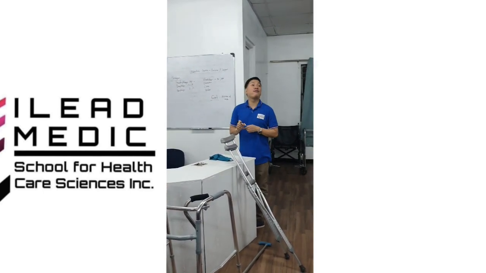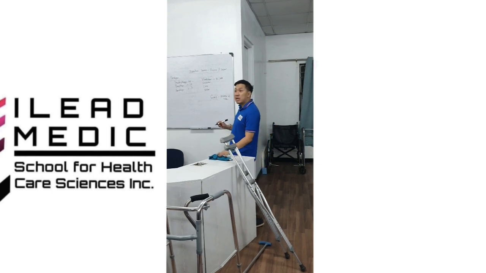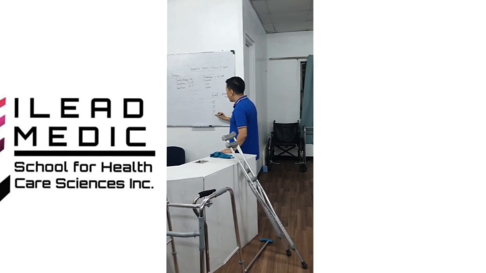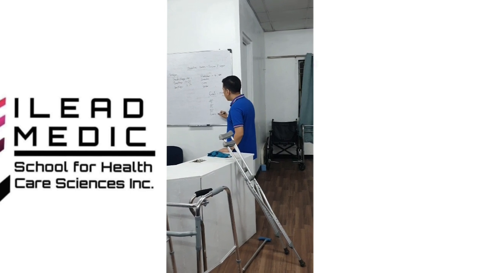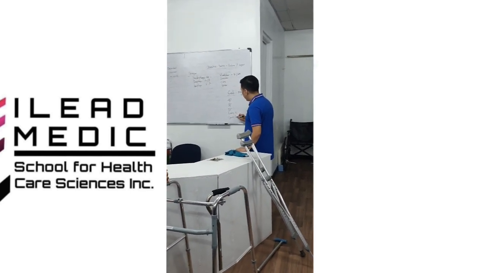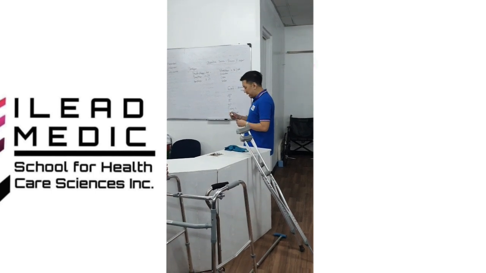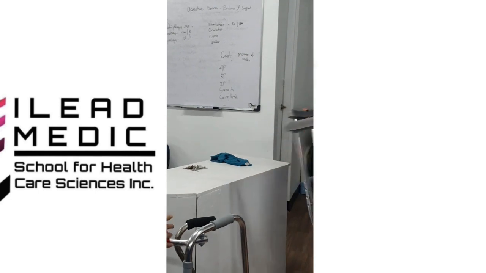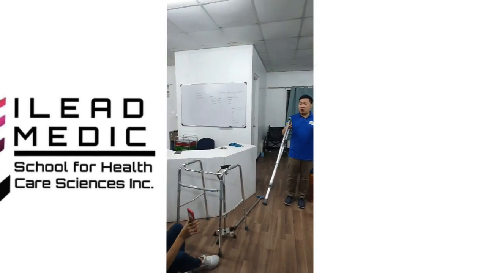So there are different forms of gait that we use in the use of your crutches. We have your 4-point gait. We have your 3-point gait. We have your 2-point gait. We have your swing to gait. And then we have your swing through gait. Okay. So, ito yung mga ituturo mo sa pasyente mo, paano ba maglakad.